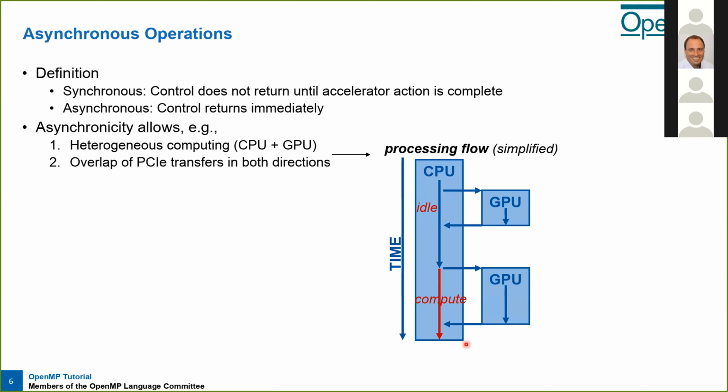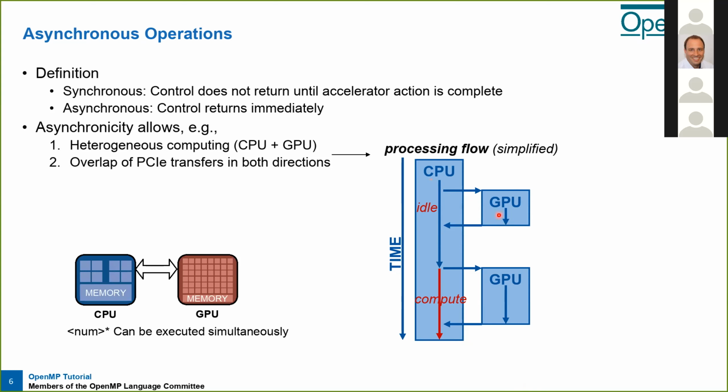With asynchronous executions, you can also overlap the PCI transfers, or whatever link you have between your host and the compute device, in both directions. So that means while the GPU is busy computing and while the CPU might also be busy computing, you can perform the data transfer for the next compute task. That's the idea, to keep both the CPU and the GPU and the path between both as busy as possible.